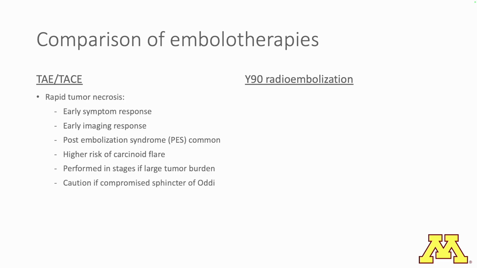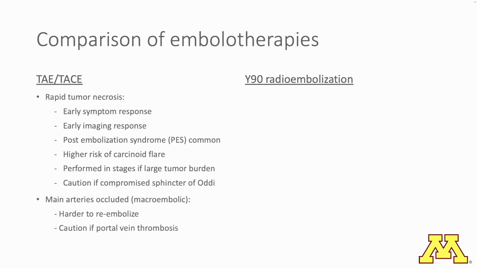And if there is a large tumor burden, because of the risk of worsening the symptoms and worsening carcinoid symptoms, it's better to perform it in stages. Like we treat some part of the metastasis at one time, and then we wait 4 weeks or so, see how the liver function does, see how the symptoms are, and then we do the next part of the treatment.